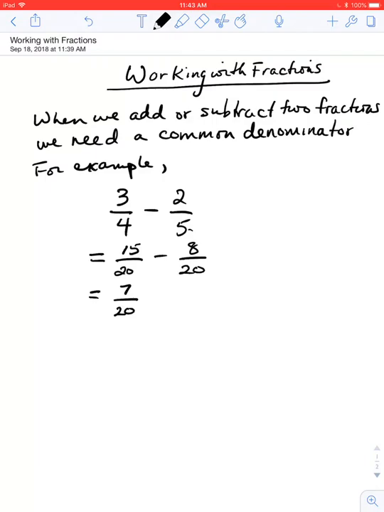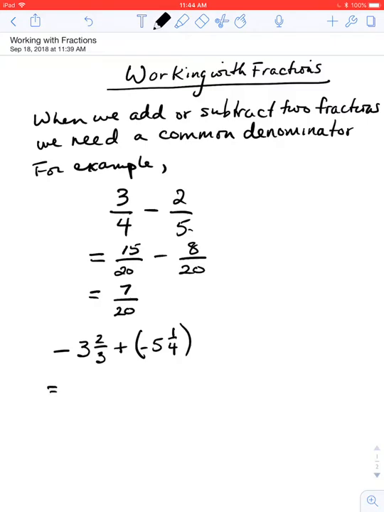Occasionally we have fractions with mixed numbers. So let's say we have -3 and 2/3 plus -5 and 1/4. It's very hard to come up with the answer to this, leaving them as mixed numbers. So we need to convert these to improper fractions.